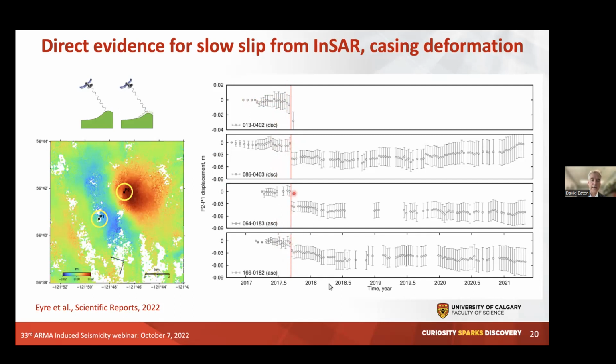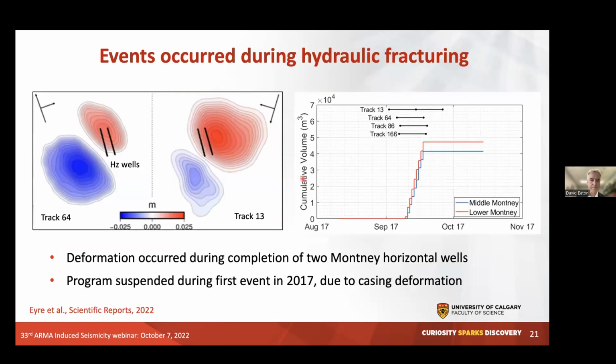According to Sergey, there is a negligible chance that this is just a coincidence. We can conclude with a high level of certainty that this occurred at the time of the red bar that we're looking at. So let's zoom in a little bit again on the location of the two hydraulically fractured wells. On the right, you can see, based on publicly available data, the injection schedule from these wells. One was drilled into the middle Montney and one was drilled into the lower part of the Montney. These are the cumulative volumes on a daily basis for the two wells.